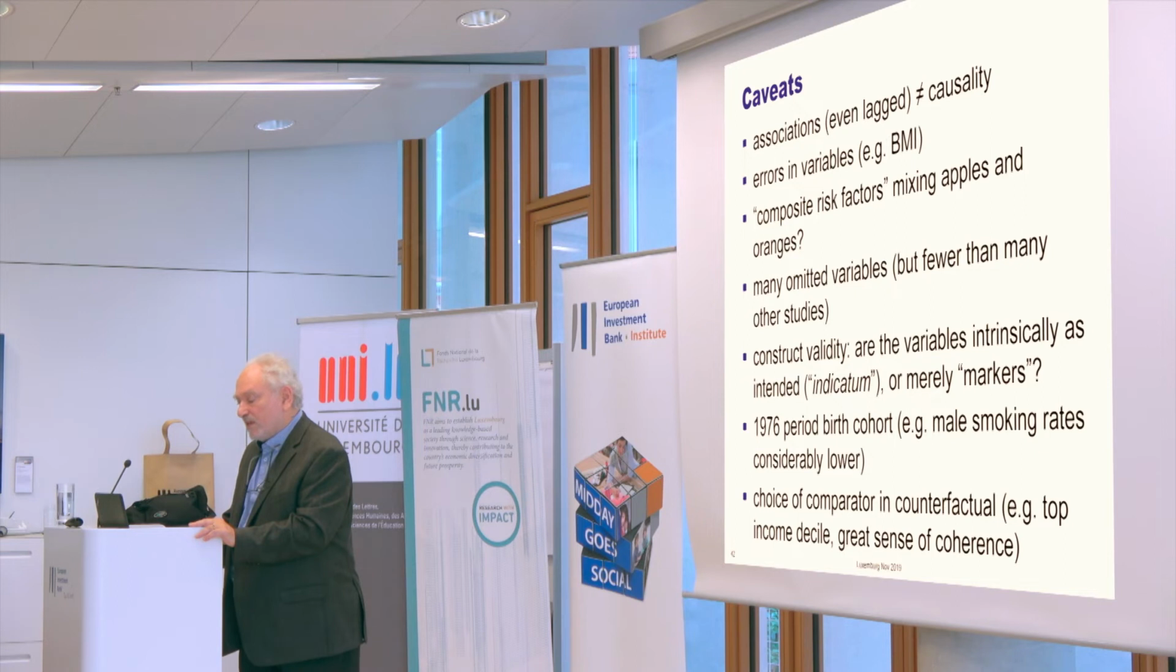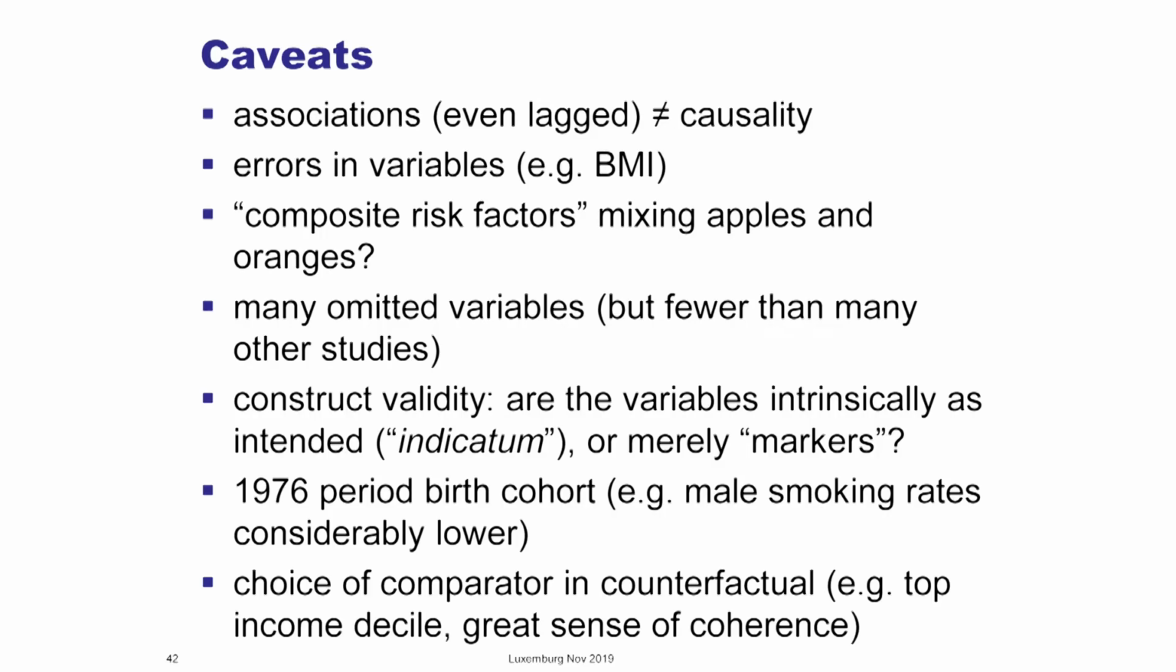There are a number of caveats because these are associations. I don't want to claim causality here, even though they're lagged relationships. There are errors in variables. For example, we know that body mass index is underestimated in surveys; if the interviewer comes with a scale and a tape measure, you get a better answer. But that is not usually the case.